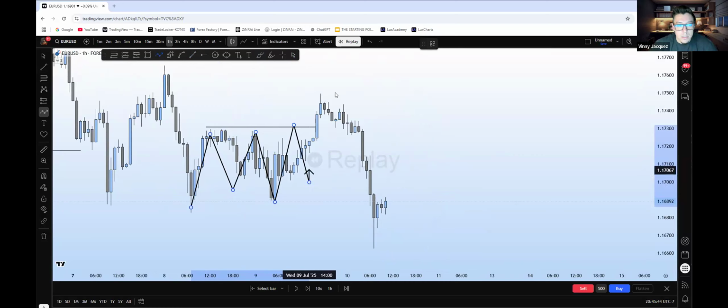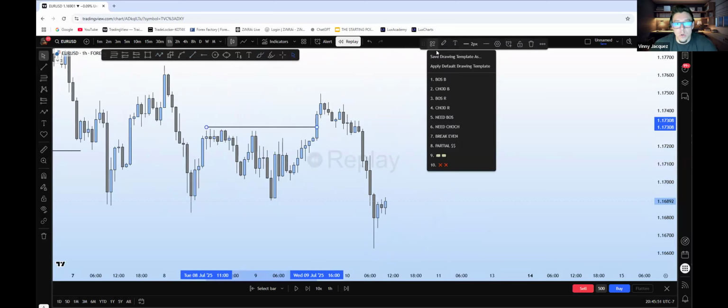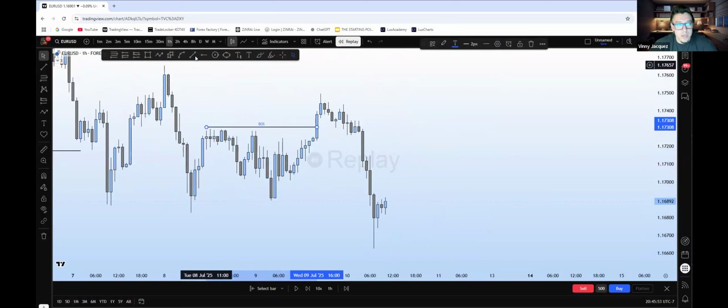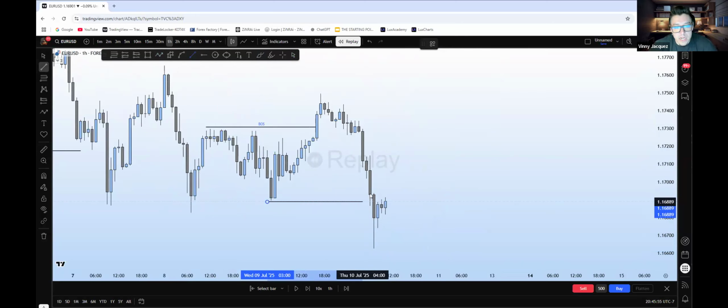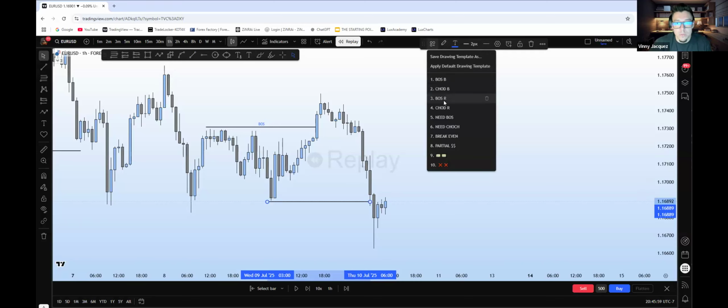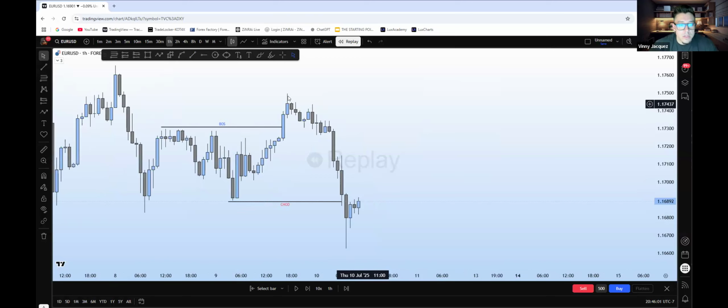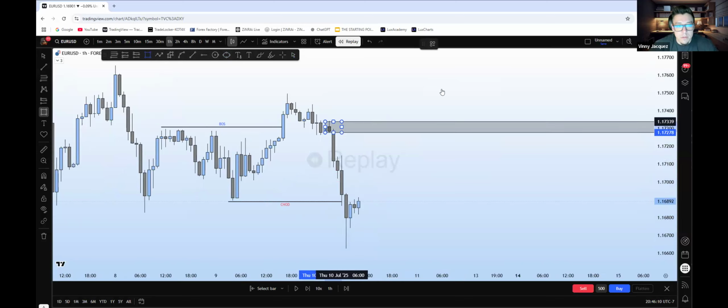Consolidation, liquidity sweep, change of direction. That looks like a pretty nasty head and shoulder. I like that. Bracket structure to the upside, change of direction if you are looking at it with the head and shoulder point of view. We also have a nasty breakout rally. So my starting point on the 1 hour would be here. My shoulder would be here.